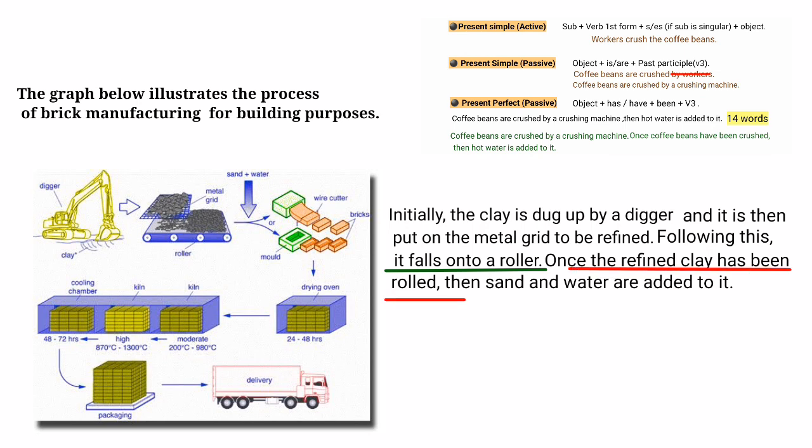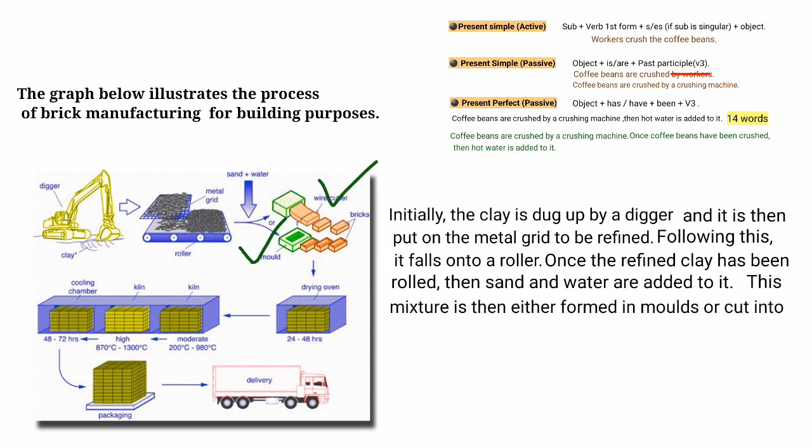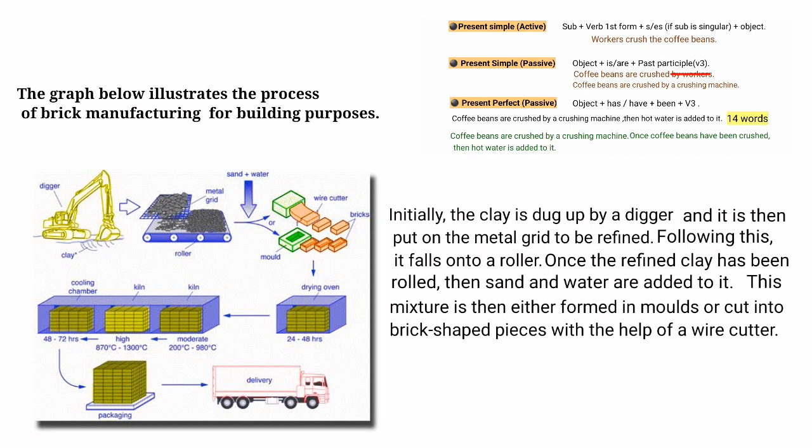Now next we have to write this process. If you see it carefully, this is a single process but it is done in two different ways. So for this, we use either with or here. Like this mixture is then either formed in molds or cut into brick-shaped pieces with the help of a wire cutter.